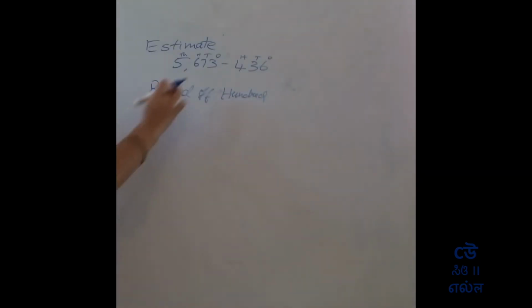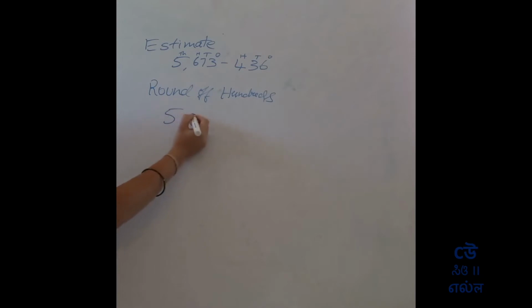The highest place value is hundreds place. Why can't we take tens place? Because we are taking the highest place value. We have hundreds place common in both. So we are rounding off the number to hundreds place. Okay. So 5, 6, 7, 3 and 4, 3, 6 we have.